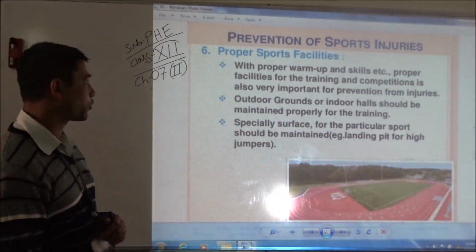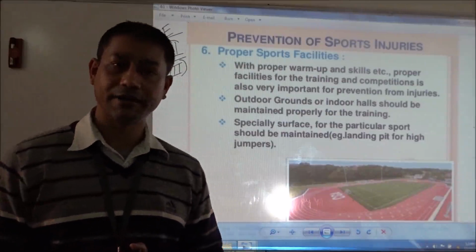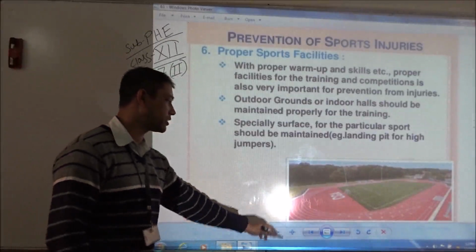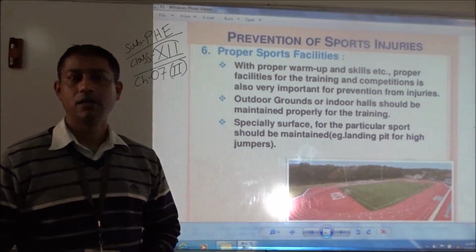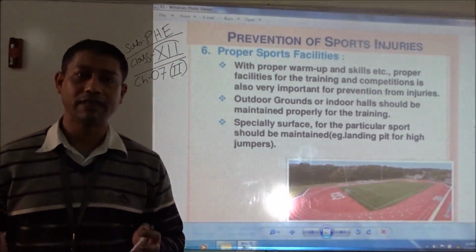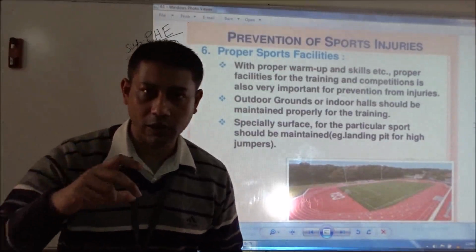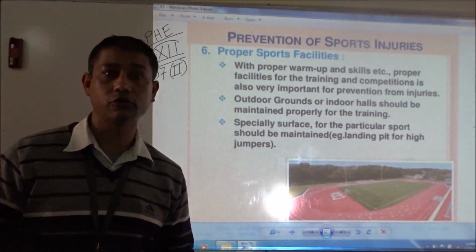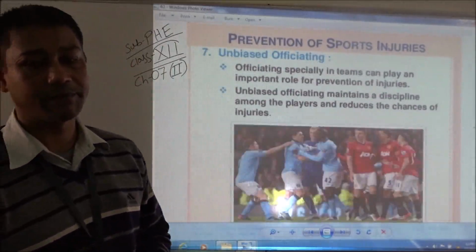Next is proper sports facilities. Yes, proper sports facilities reduce the chances of injury. As in the image you can see, students, this is a picture of a synthetic track. So if proper facilities are not available, what will happen? Assume a playfield which has small dips and pebbles. This may lead to sports injuries. That is why proper facilities are very, very important.